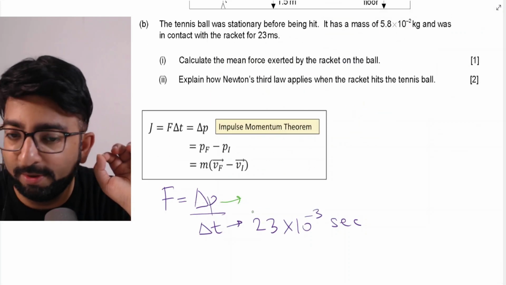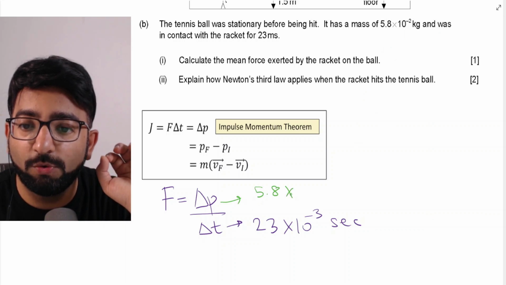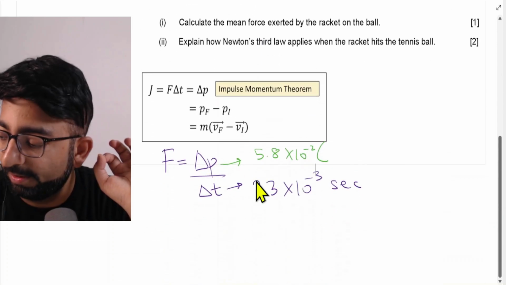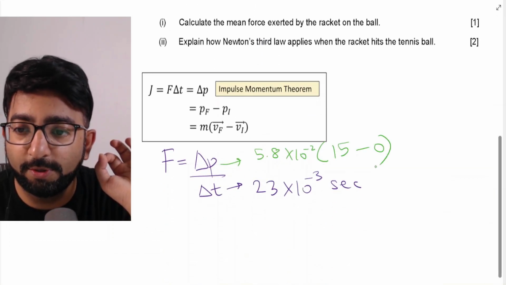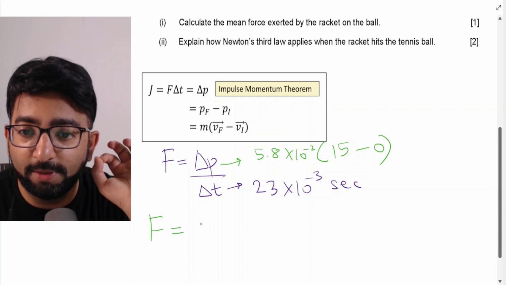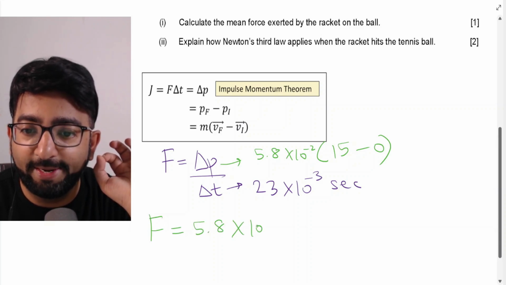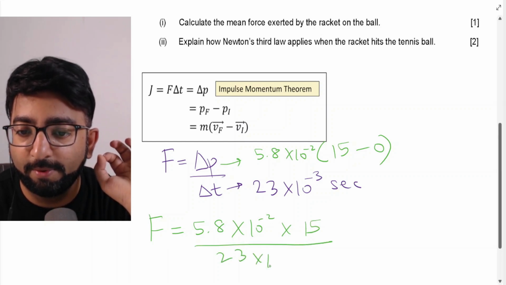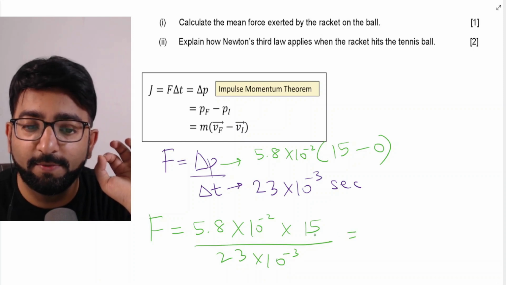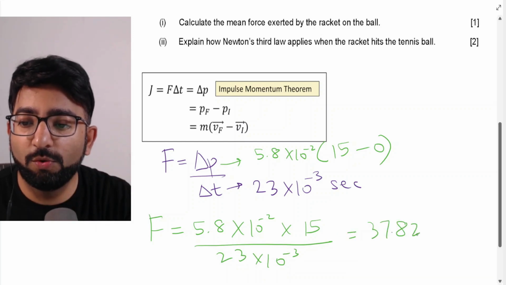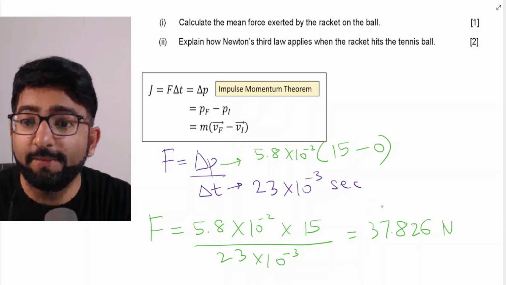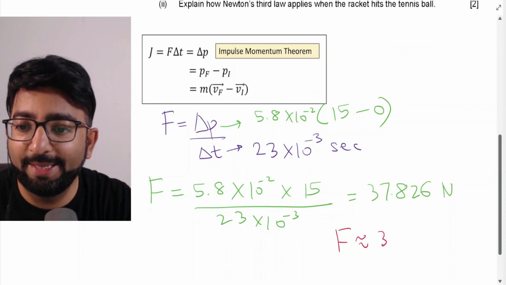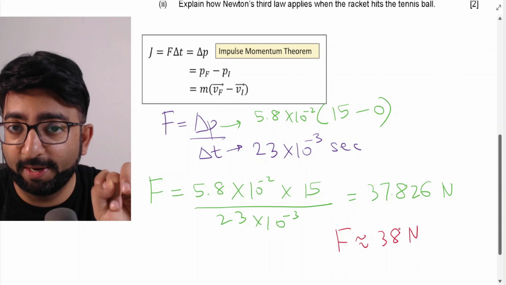Mass is 5.8. Let's write this down. 5.8 into 10 to the power minus 2 multiplied by final velocity 15, initial velocity being 0, so 15 minus 0. Let's simplify this. In the numerator, we will write 5.8 into 10 to the power minus 2 into 15, divided by the time taken. If we simplify this, we will get 37.826 newtons. And if we need to round this off to two significant figures, we can write down the force is approximately 38 newtons, correct to two significant figures.